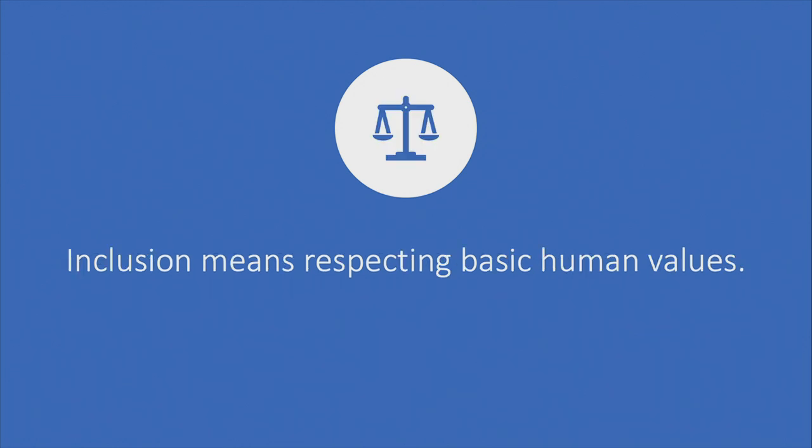So when you really double click on what inclusion means, it really means respecting basic human values. And when you think about human values, it refers to values which are at the core of being human. These are basic, inherent values that make us good human beings. It's things like truth, honesty, love, peace, because they bring out the goodness in all of us. And really, inclusion means to allow people the respect of being fully human.